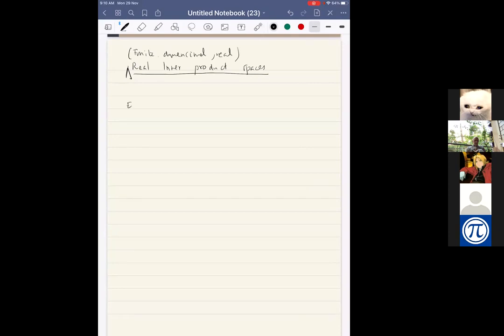So example, V is R^n, and the inner product is given vectors V and W, where V is an n-tuple of real numbers, and W is also an n-tuple of real numbers, by sigma i, V_i W_i. This is not the most general inner product on R^n.